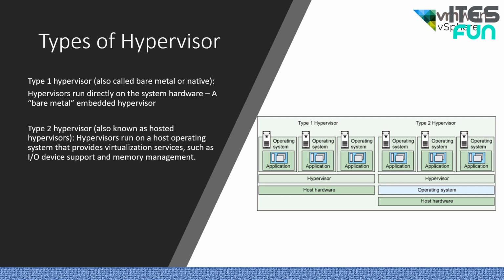The type 2 hypervisor, which is also known as a hosted hypervisor, runs on a host operating system that provides virtualization services such as input-output device support and memory management. If we look at the type 2 hypervisor diagram, we can see here is the host hardware, then there is an operating system layer, and then there is the same architecture as the type 1 hypervisor, that is the hypervisor, and then the operating systems under which the applications are running.